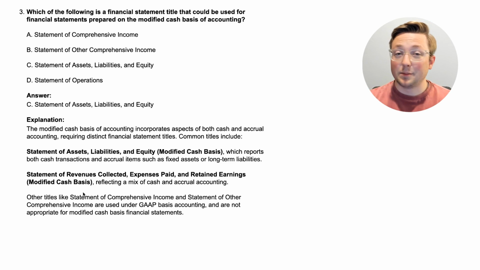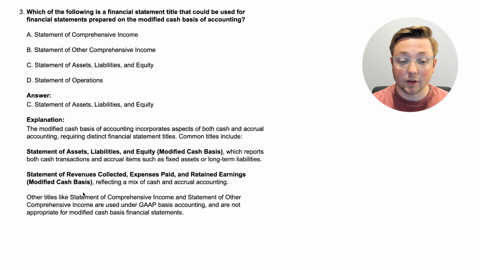Other titles like the statement of comprehensive income, statement of other comprehensive income, if you remember, that is something that you've definitely seen in normal GAAP accounting. This is a normal financial statement. It's not a special purpose framework statement. So these would be under GAAP. They're not going to be used for the modified cash basis financial statement titles. So that's an idea of what the modified cash basis of accounting titles would look like. Let's go to the next question.